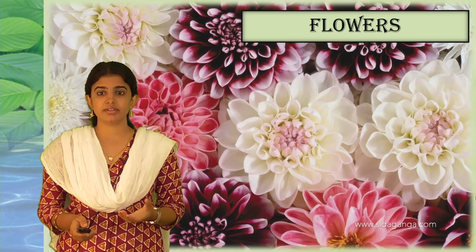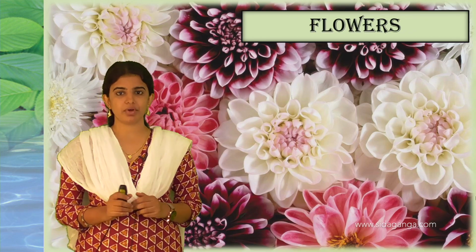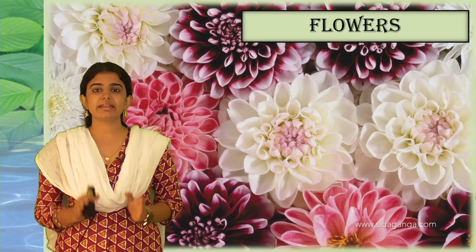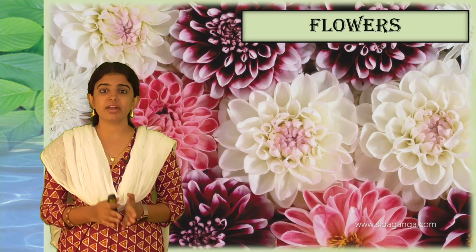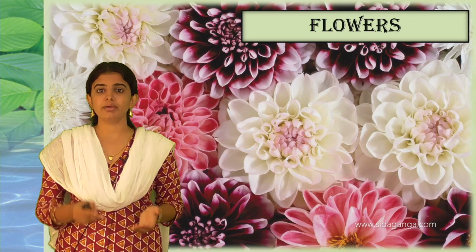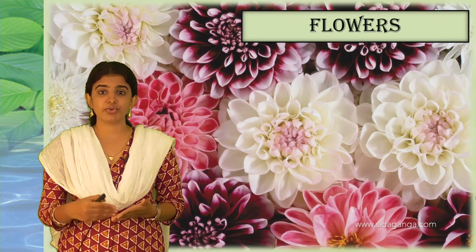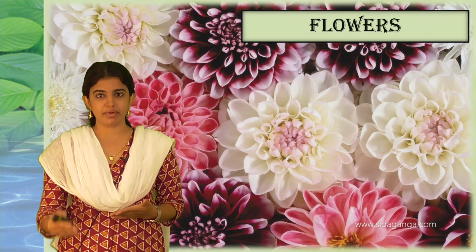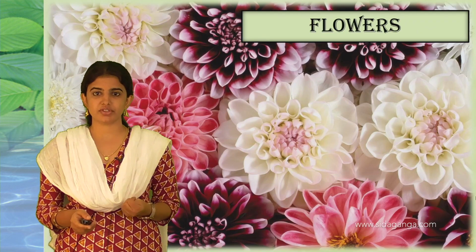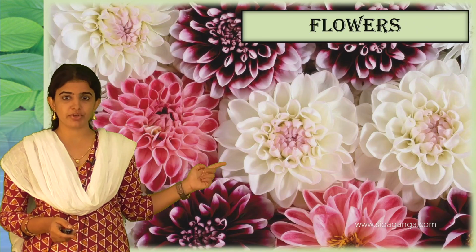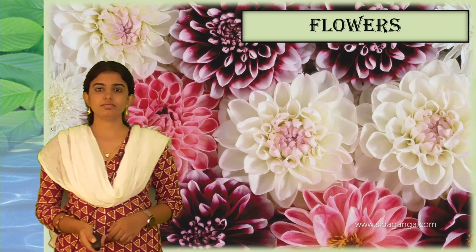These flowers are the reproductive part of the plant. Reproductive part means nothing but where the reproduction takes place. Reproduction is nothing but the producing of offspring, or the baby plant. See, the flower is the reproductive part of a plant.